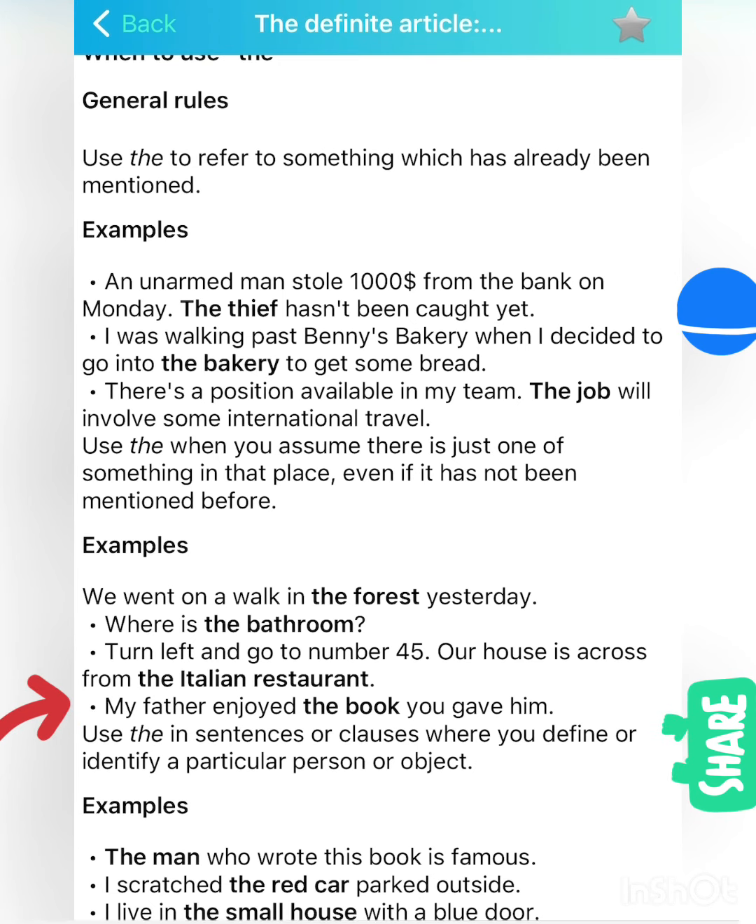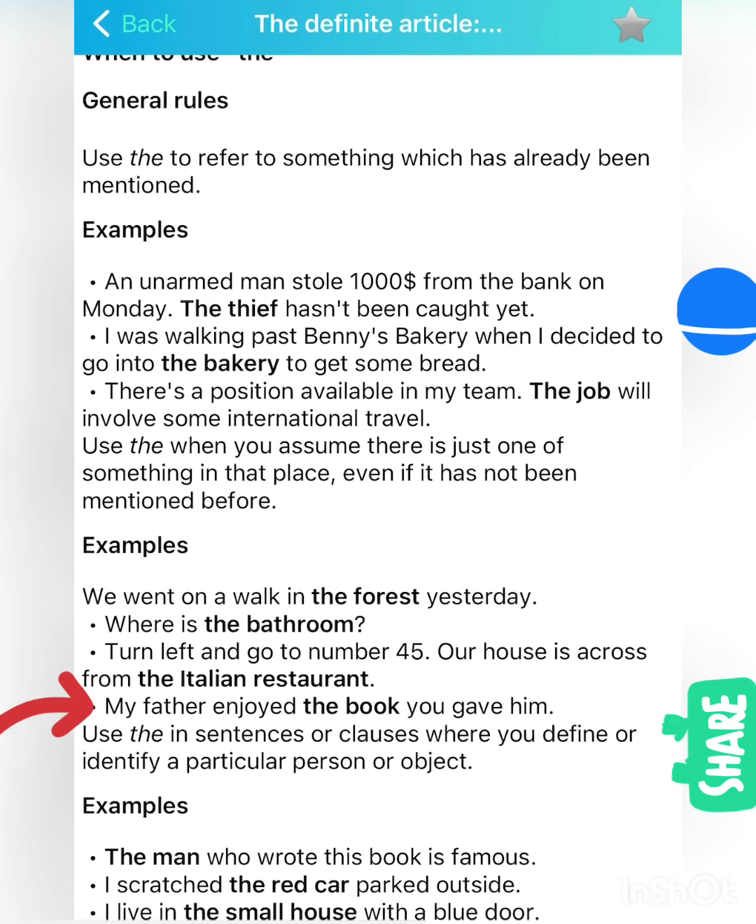The third example, turn left and go to number 45. Our house is across from the Italian restaurant. So there could be so many restaurants, but Italian restaurant there's only one. So in that case, you're allowed to use the Italian restaurant, not the African restaurant, not the American restaurant, whichever. In that case, they're specific, that one, the only one of its kind in that particular place.